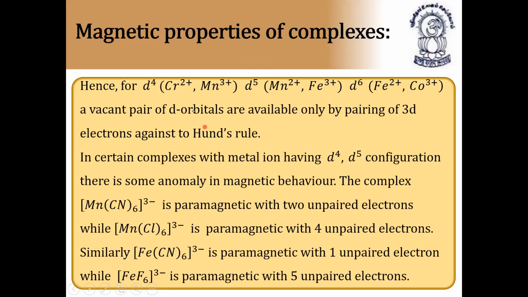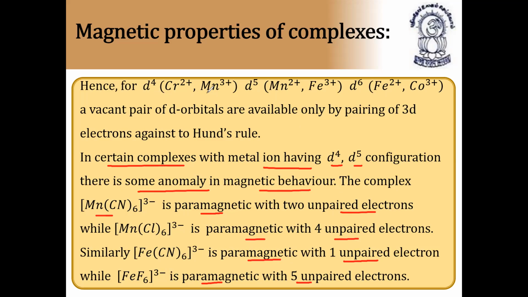So in certain complexes with metal ions having d4, d5 configuration, there is some anomaly in magnetic behavior. The complex Mn(CN)6 3 minus is paramagnetic with 2 unpaired electrons. MnCl6 3 minus is paramagnetic with 4 unpaired electrons. Fe(CN)6 3 minus is paramagnetic with 1 unpaired electron. And FeF6 3 minus is paramagnetic with 5 unpaired electrons. So by this we can say complexes with metal ions having d4 and d5 configuration show this anomaly.